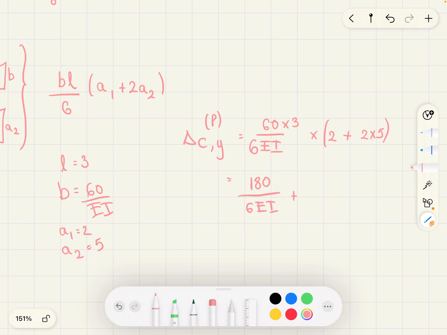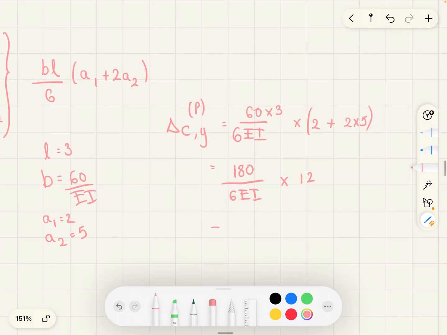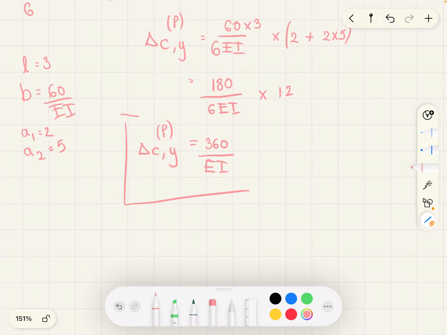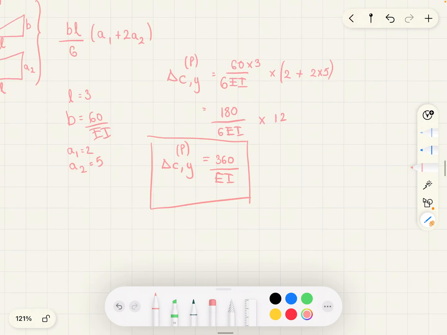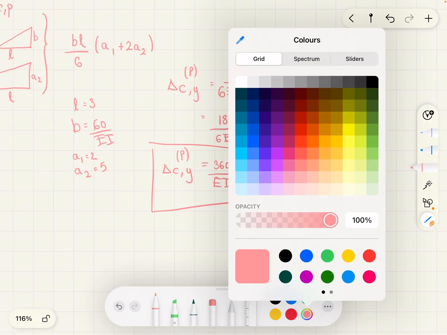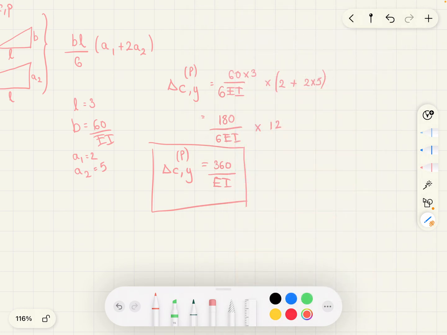plus, multiplied by 12. So let me type this in. 180 times 12 divided by 6 is 360 over EI, which is the value of the deflection at C in the y direction due to P for the primary structure. Now we do the same thing but for the secondary structure.